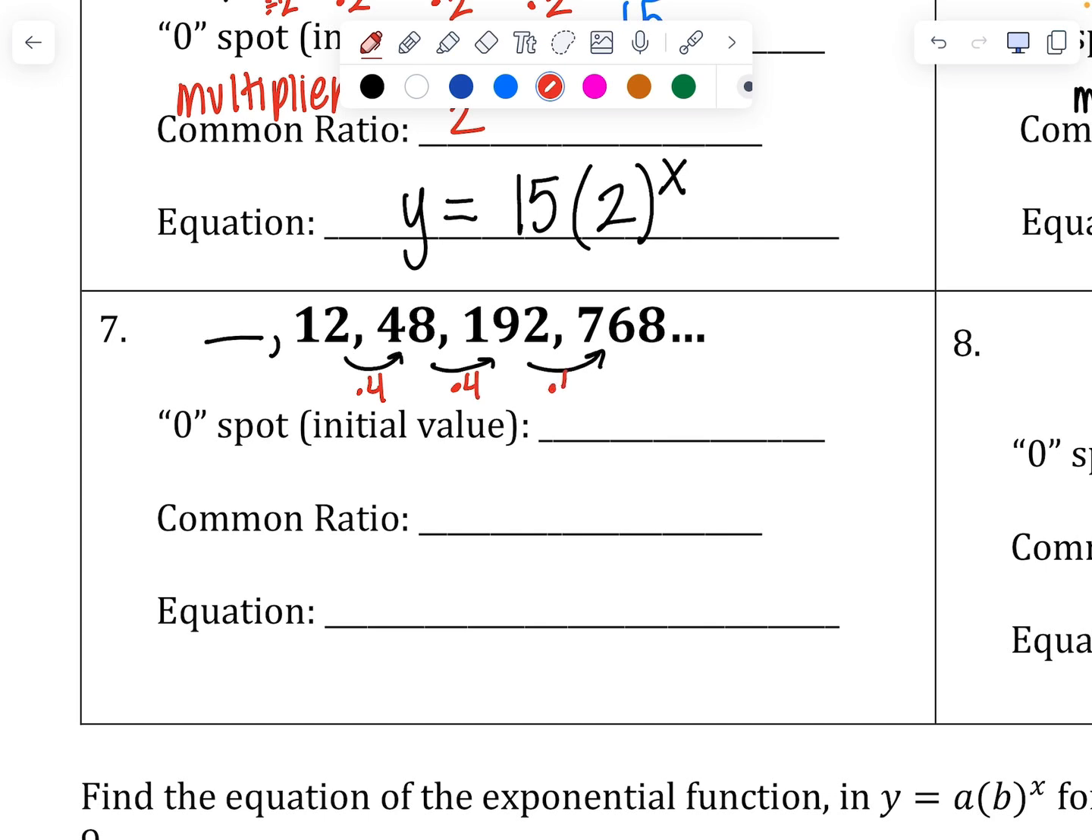There you go. Awesome. And let's check his work. 48 times 4, that makes 192. That's what my calculator got. And then 192 times 4, I got 768. So now how did you find the 0 spot? Micah? Just divide 12 by 4. Good job. To get 3. Very good job. So my equation, therefore, is you got to have a y and an equal sign. y equals starting value 3 times 4 to the power of x. You got your input and you got your output.